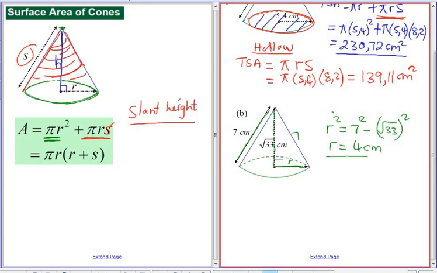Okay, so now that we have the radius, calculating the total surface area is going to be a lot of fun. Because if I say it's the whole cone, it means you say the circle plus the curved part, and then the circle has got a radius of 4 from what we just gathered.